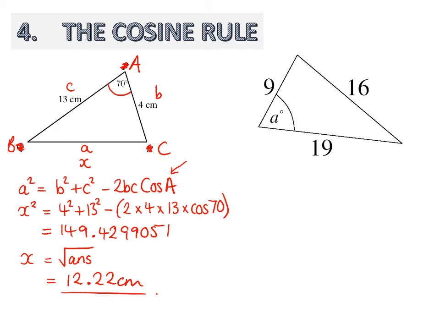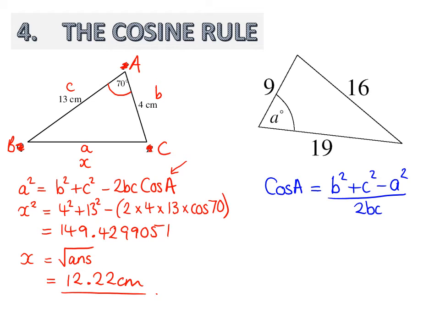Now the second one, I'm actually finding out what an angle is, so the version of the cosine rule that I want to use is this one. Cos A equals b squared plus c squared minus a squared all over 2bc. Now if you're confident with rearranging the first formula, then that's fine, but if you're not confident that you can rearrange that accurately, then you're going to need to try and memorise both versions of the cosine rule.